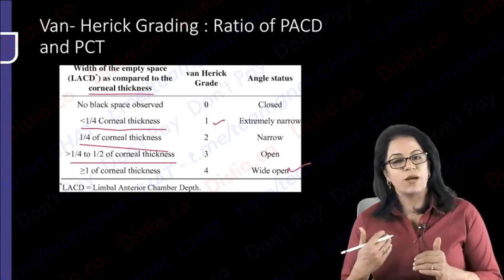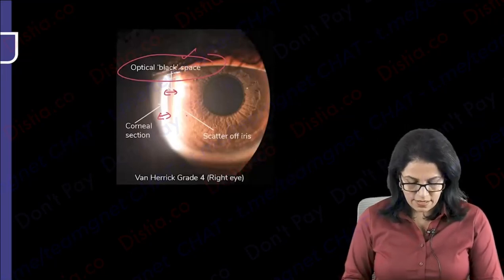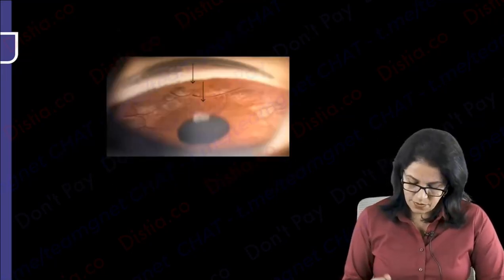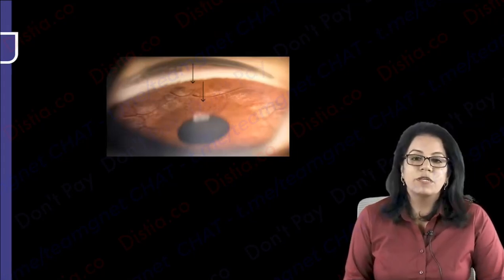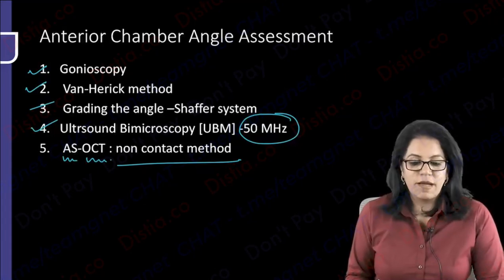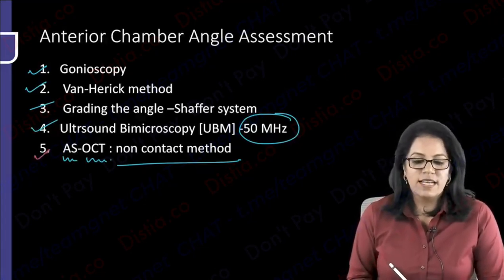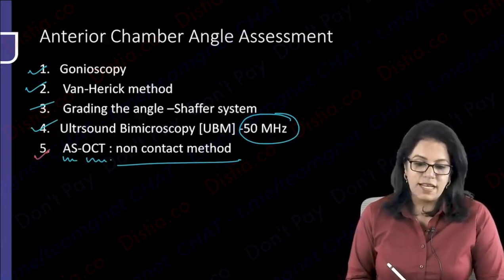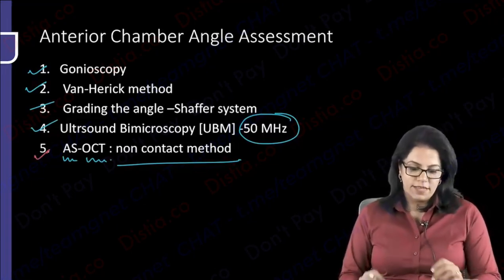And then I also told you about ultrasound biomicroscopy, right? This is another slide which we did not talk about: this is the plateau iris, and this on gonioscopy shows the angle closure. So ultrasound biomicroscopy and AS-OCT, right? These are the anterior chamber angle assessments that we will remember as of now.